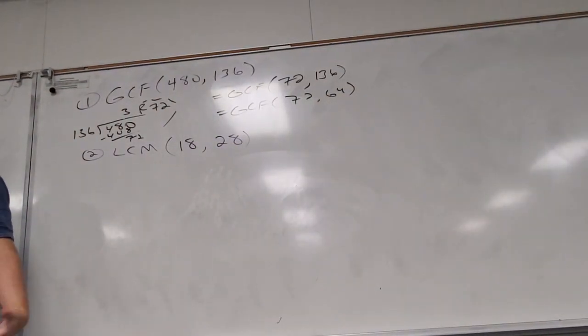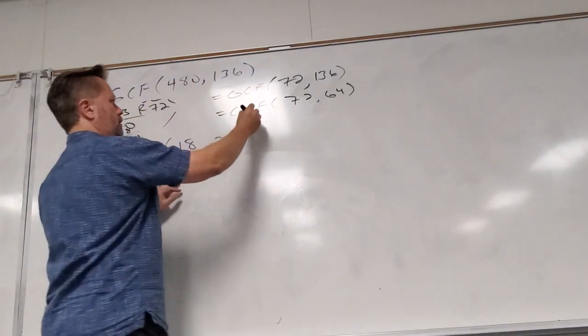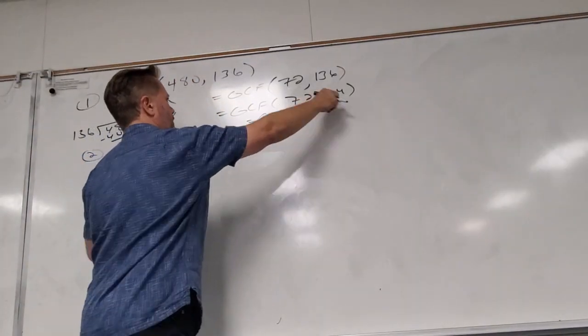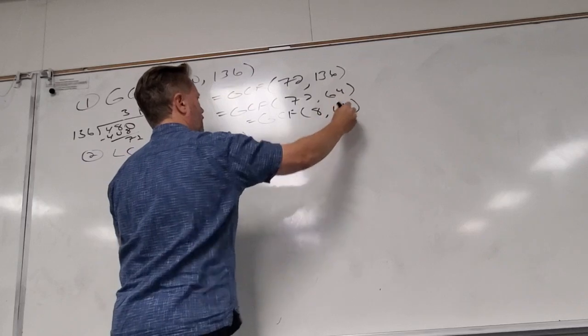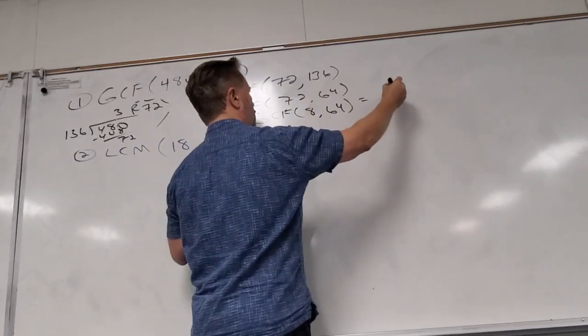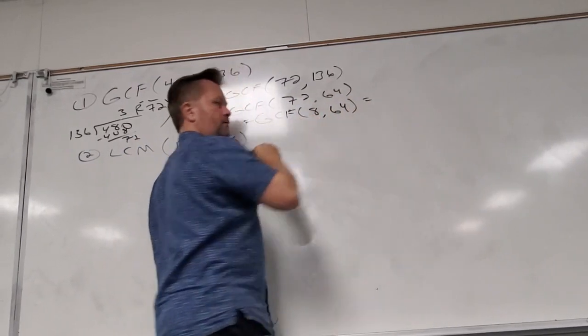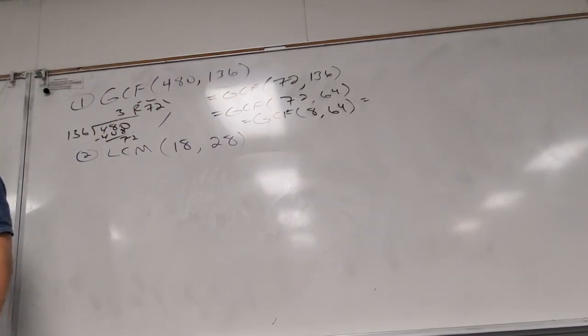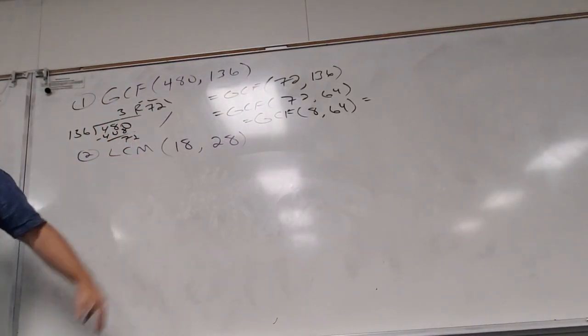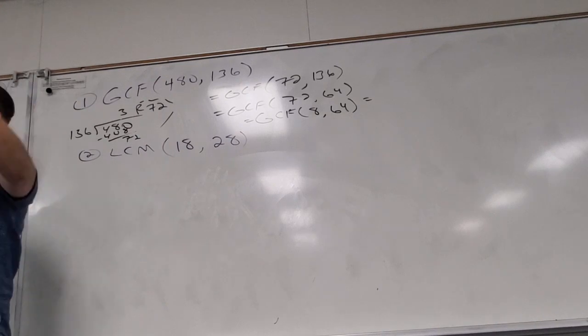And then we'll be basically there in a minute if we're not there already. Because if I do one more subtraction, 72 minus 64 is 8. So what is the GCF of 8 and 64? What's the biggest number that goes into both 8 and 64? 8. Kick ass.